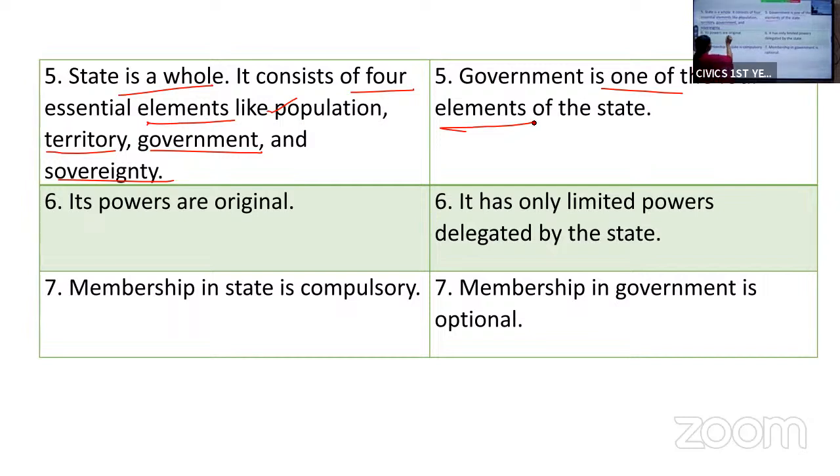Now, the powers of the state are original, whereas government has got limited powers delegated by the state. State gives power to the government. So government has got limited powers, but state has got supreme authority. Every person should be a member of a state. It is compulsory. But membership in government is optional, it is voluntary. If you are not willing to be part of government, it is your choice. So membership in state is compulsory and membership in government is optional.